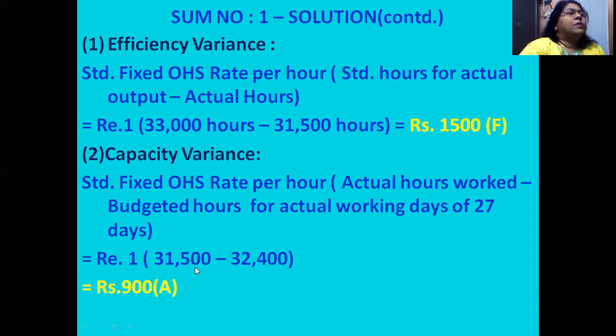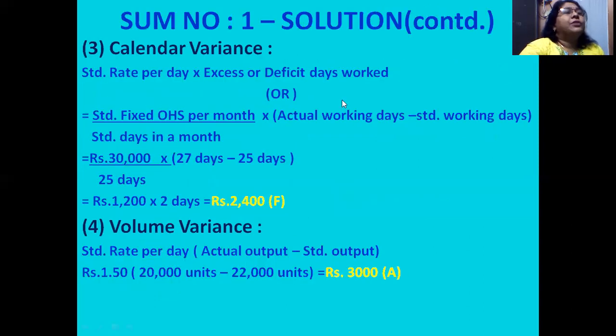31,500, the actual hours worked, minus the working hours for 27 days. Then you will get an adverse answer, I mean a negative answer. You multiply it by 1, so you calculate the answer as 900, which comes in a negative manner. That's why I mentioned it as adverse. So this is the way you can calculate the variance by substituting the formula. And for capacity variance, if there is specific information for actual days, 27 days, we need to calculate for that alone.